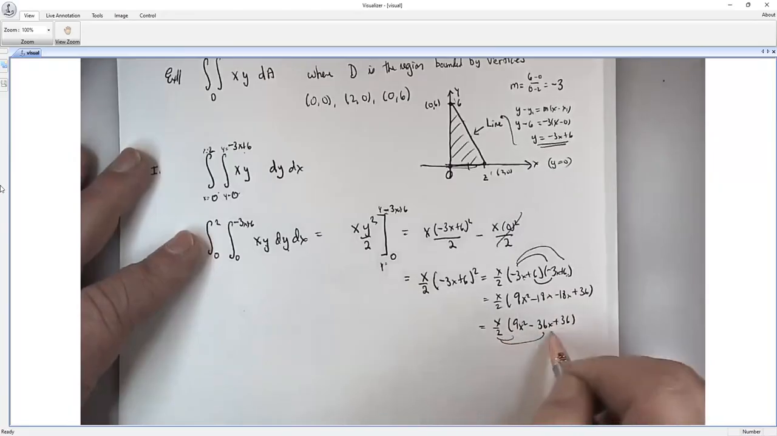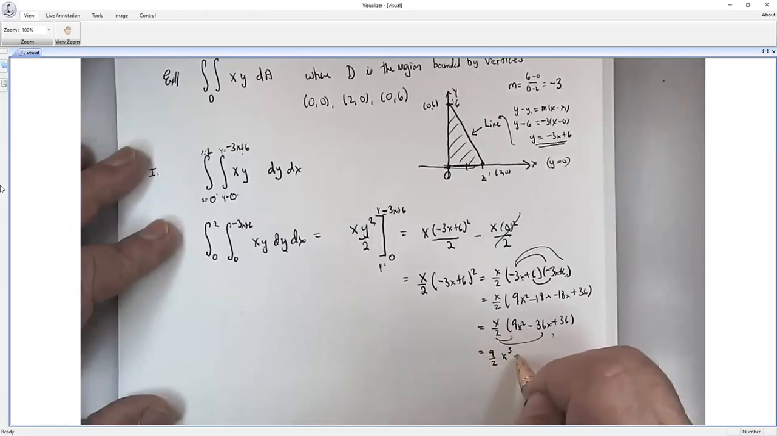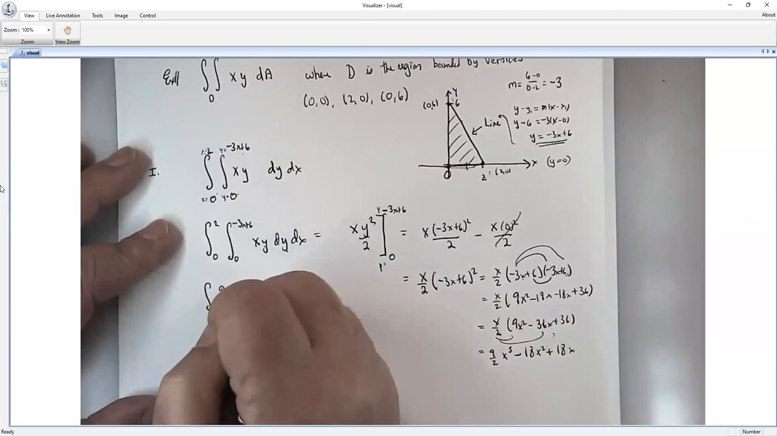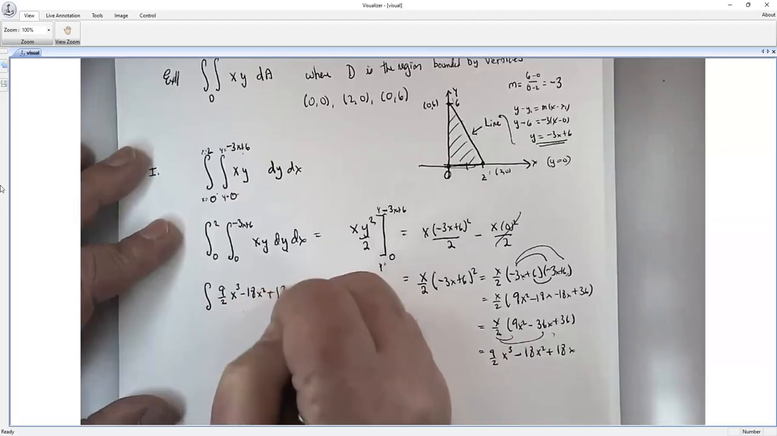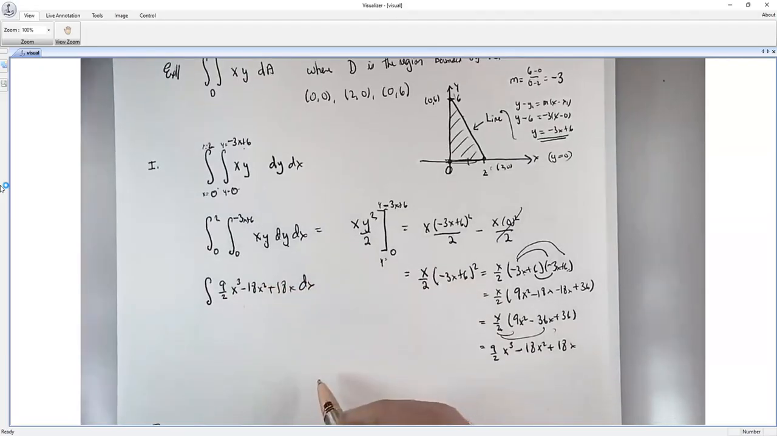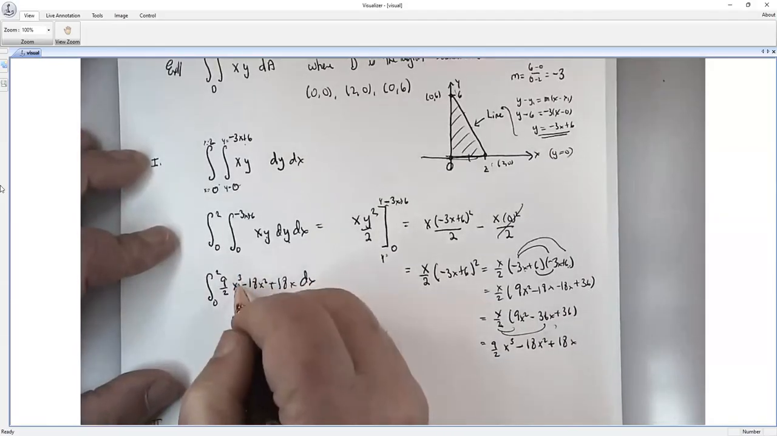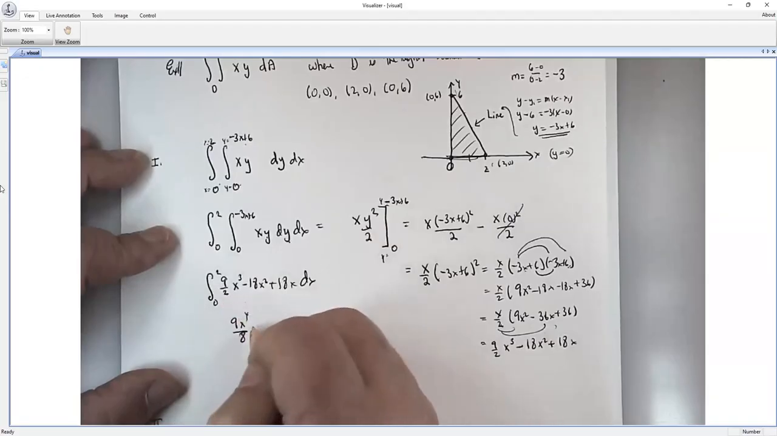Distribute the x over 2. So this gives me 9 halves x cubed minus, 2 goes into 36 18 times, 18x squared plus 18x. So this now turns into the integral of 9 halves x cubed minus 18x squared plus 18x dx from 0 to 2. So integrate x cubed with respect to x, that'll be x to the 4th over 4. That'll be 9x to the 4th over 2 times 4, which is 8.